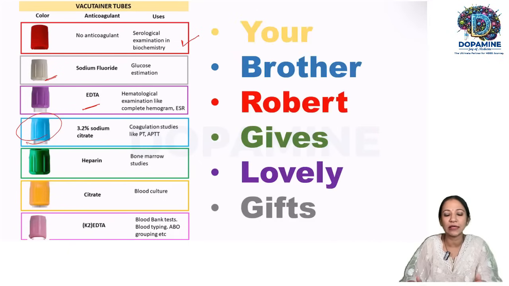How do we collect sample? So remember it with this mnemonic of your brother Robert gives lovely gifts. So whenever multiple samples are being asked for, how do you collect? The first thing, you need to collect it in the yellow Vacutainer. It goes with the color yellow also. So yellow Vacutainer for culture, followed by the blue one for PT, APTT, coagulation studies, followed by the red for serology, then green, followed by the purple, and the last will be sugar estimation in a gray color tube.